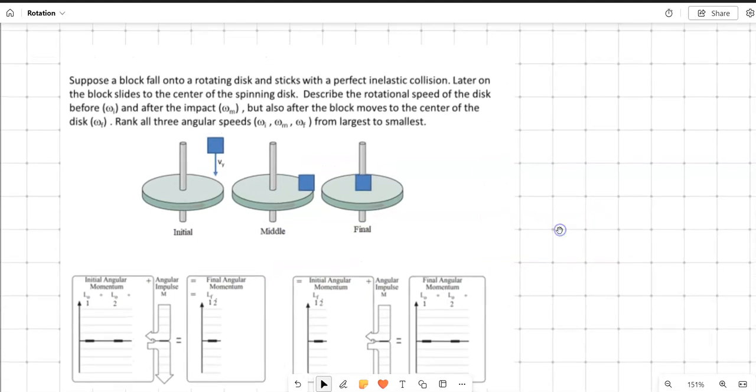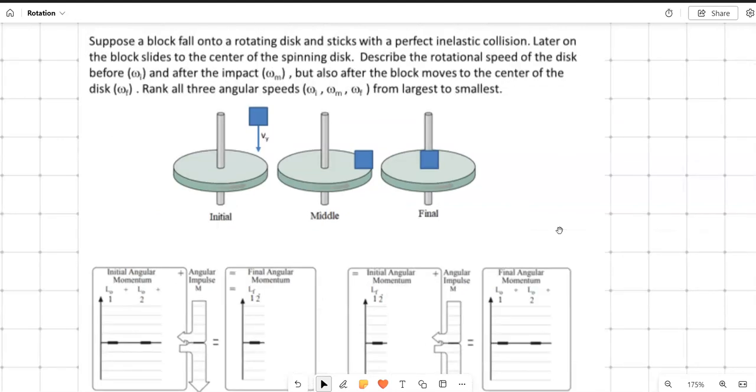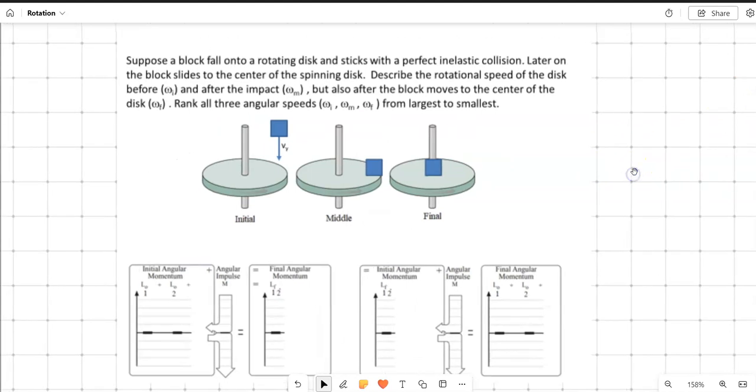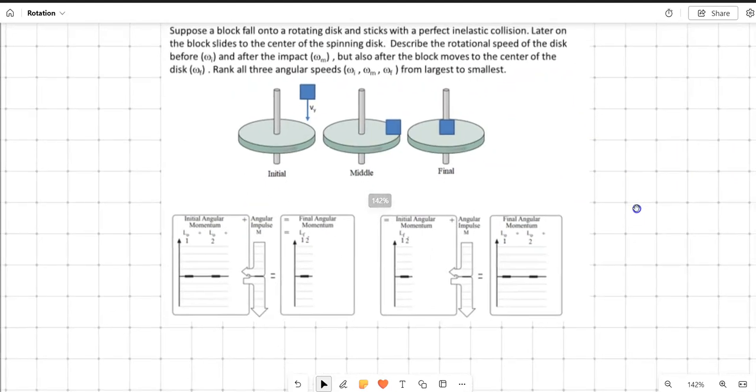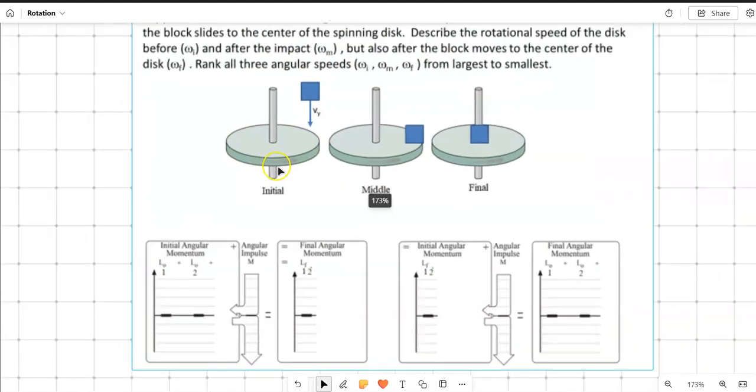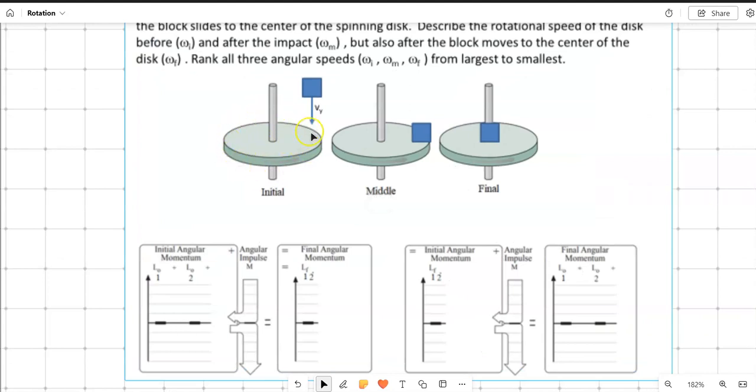Because when we're talking about momentum, we also talked about elastic collisions and inelastic collisions. Well, this is an inelastic collision case. And this has two parts to it. The first part is describing a mass falling onto a disk that is spinning counterclockwise. So it's going to have a positive angular momentum.